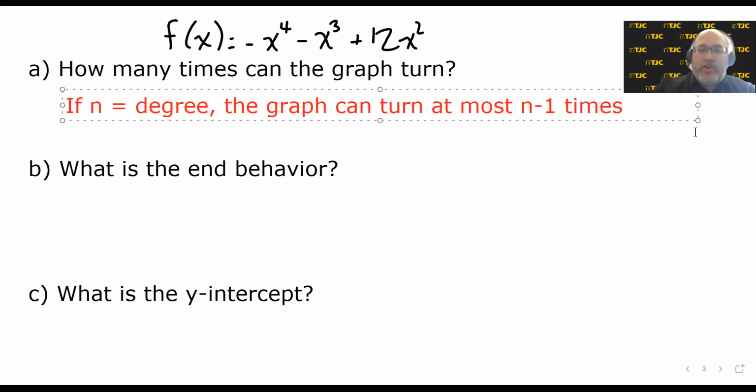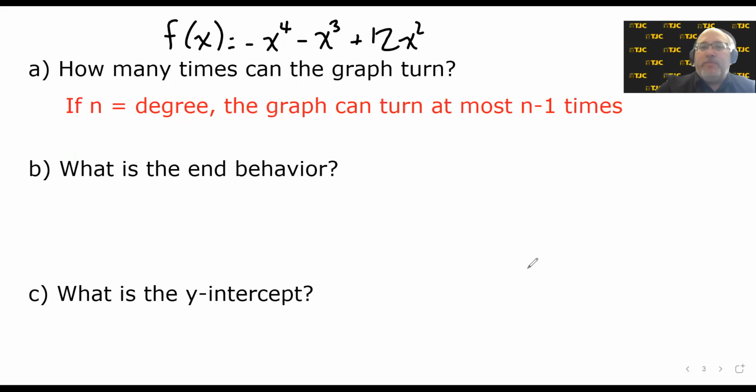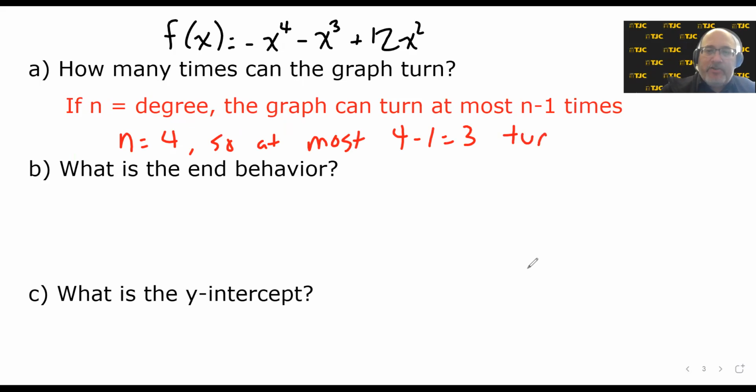So all we got to do is subtract 1 from the degree. Well, what is the degree of this function, this polynomial? It's the highest power on a variable, so that would be 4. N equals 4, so at most 4 minus 1, which equals 3 turns. Now, it's not a guarantee it will turn that many times, but it cannot turn more than 3 times.